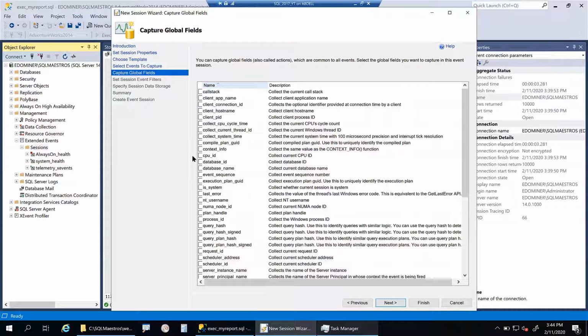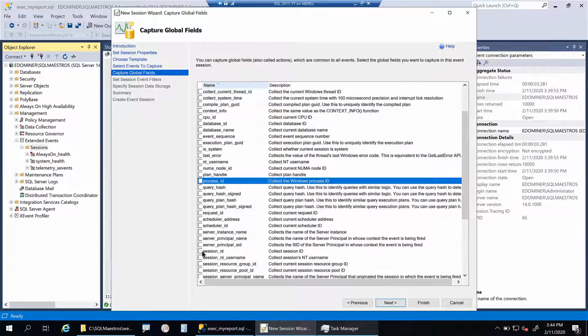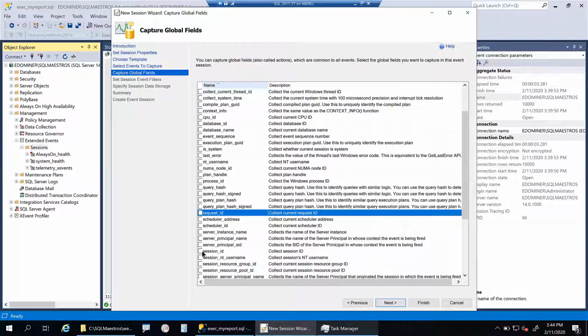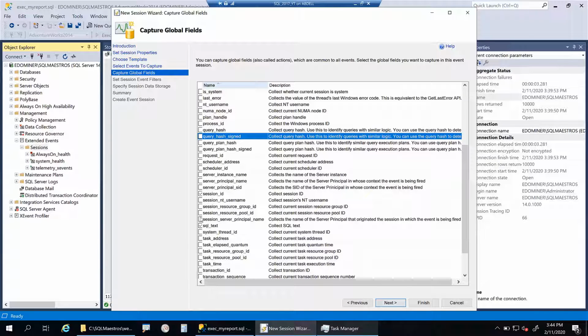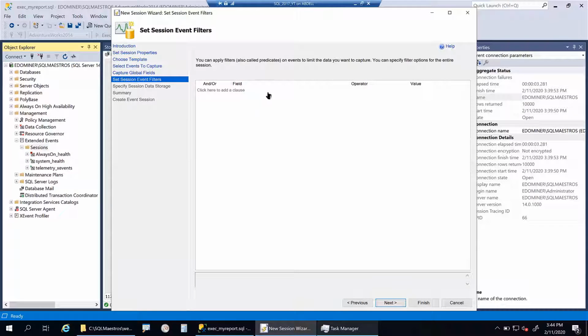And let me also take a few global fields here. Of course, if extended events is something new to you, you should read a little more about extended events. I'm going to take SQL text. So these are global capture fields that I want with my event information, and I want to filter on session ID 66. So I can go to my package sqlserver and filter on session ID 66.